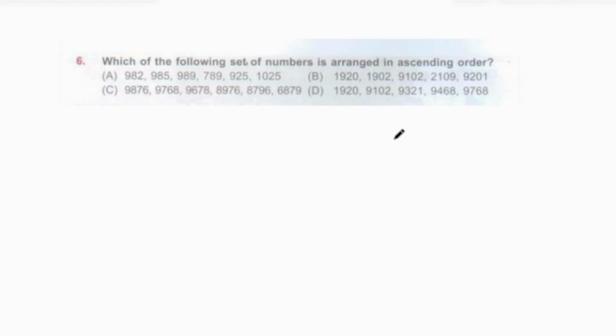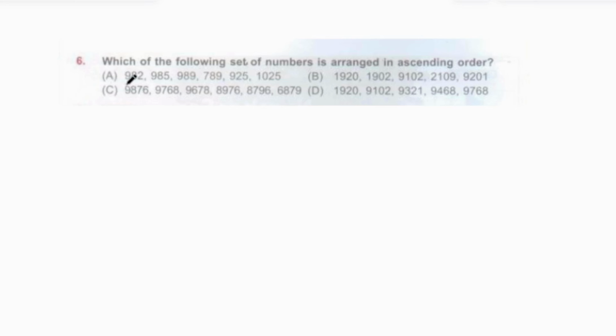Let's now look at question number 6. The question says, which of the following sets of numbers is arranged in ascending order? If you have to solve this, the normal method is to write down each option in ascending order and then find the correct option which is true. But since we are students of Sugar Math, we'll find an easy and elegant solution for this.